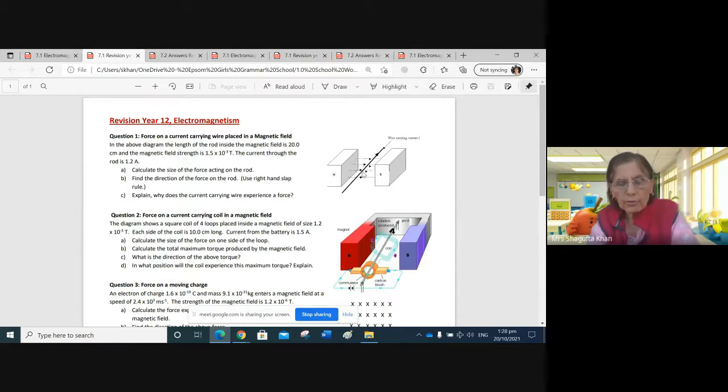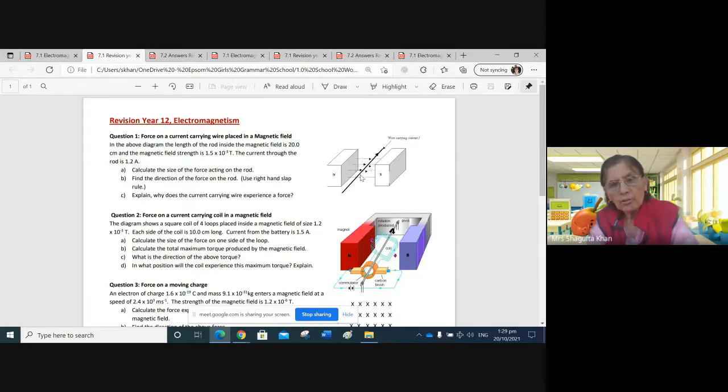Now the formula for that force is BIL. B stands for the magnetic field, I stands for the current, and L is the length which is inside the magnetic field. So using this formula, we can calculate the force, and it is called the magnetic force. Now, how do we find the direction of this force? We use the right hand slap rule.